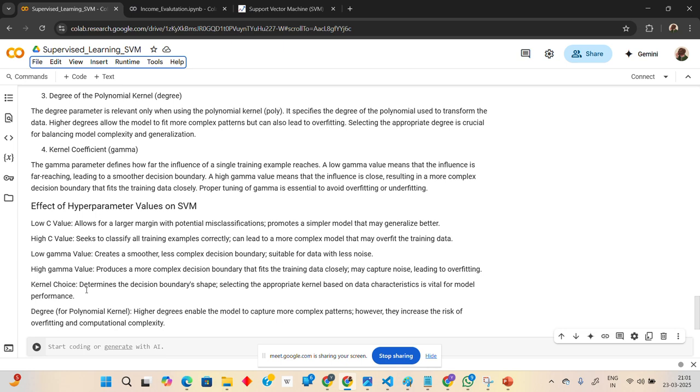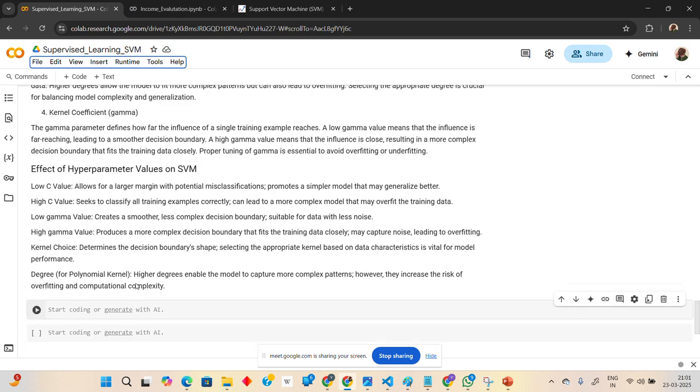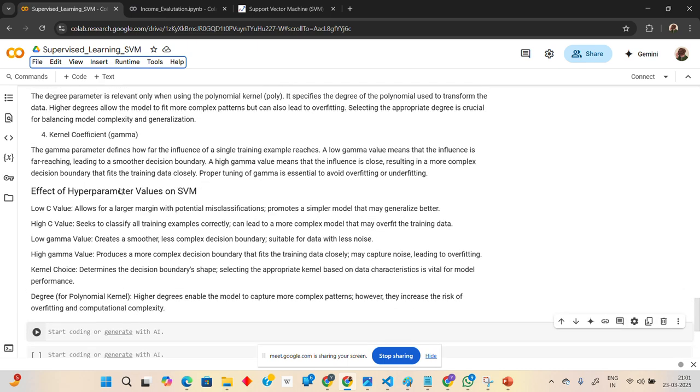And the kernel, I already mentioned. Degree is only for the polynomial kernel, we have to add it. For the remaining kernels, it is not required. Is that clear? These are the values we have to make sure of while passing data to the SVM algorithm. Now let us see one case study.